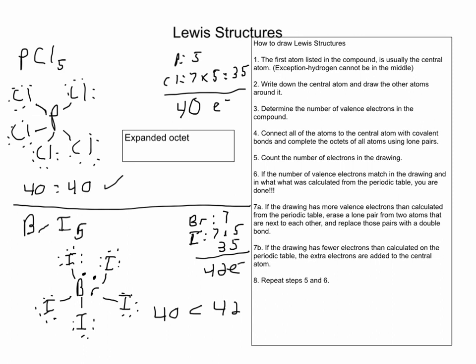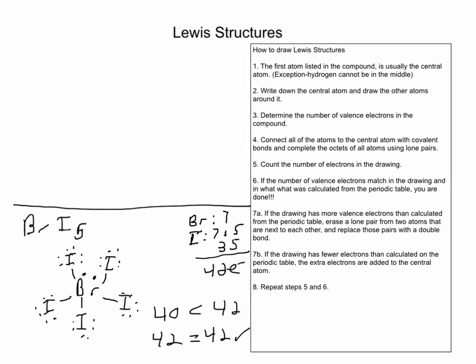We'll now return to steps 5 and 6. We have 2, 4, 6, 8, 10 in the bonds, plus 32 electrons from the lone pairs. So now in the drawing we have 42, which is equal to the 42 electrons calculated on the table, and we are done with our Lewis structure.